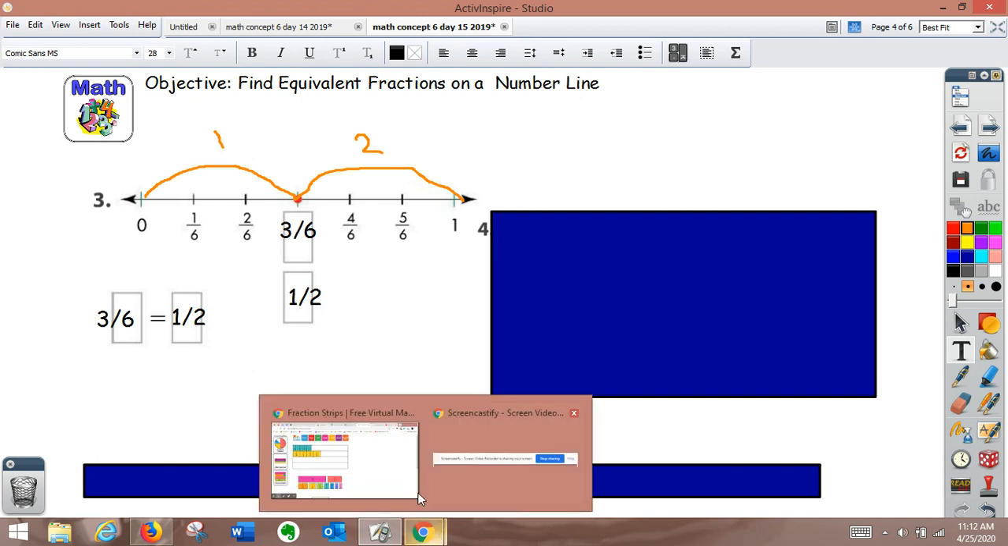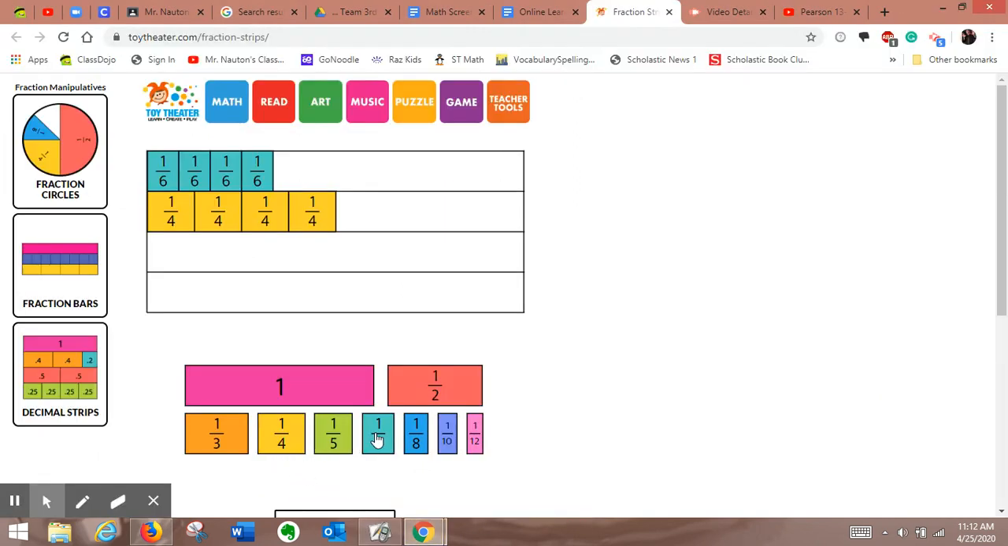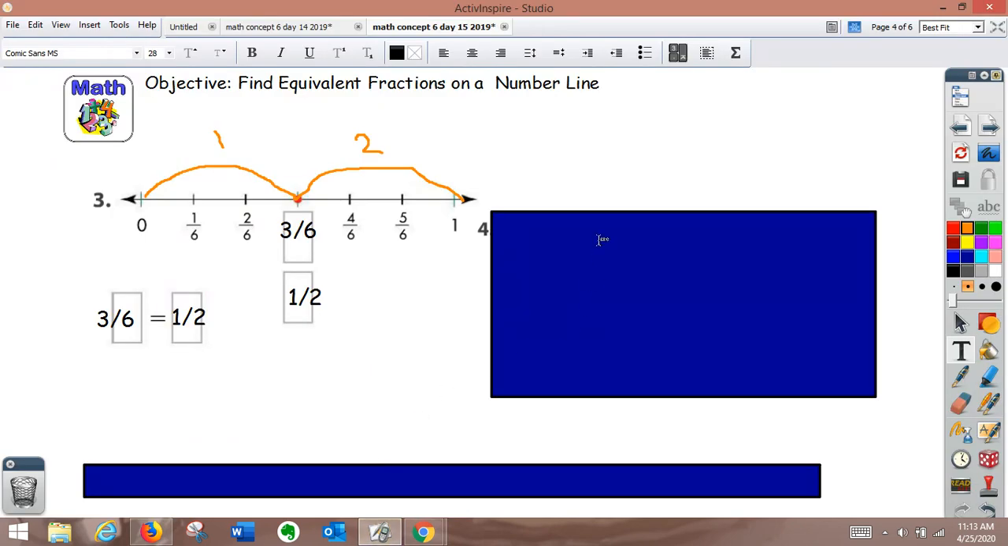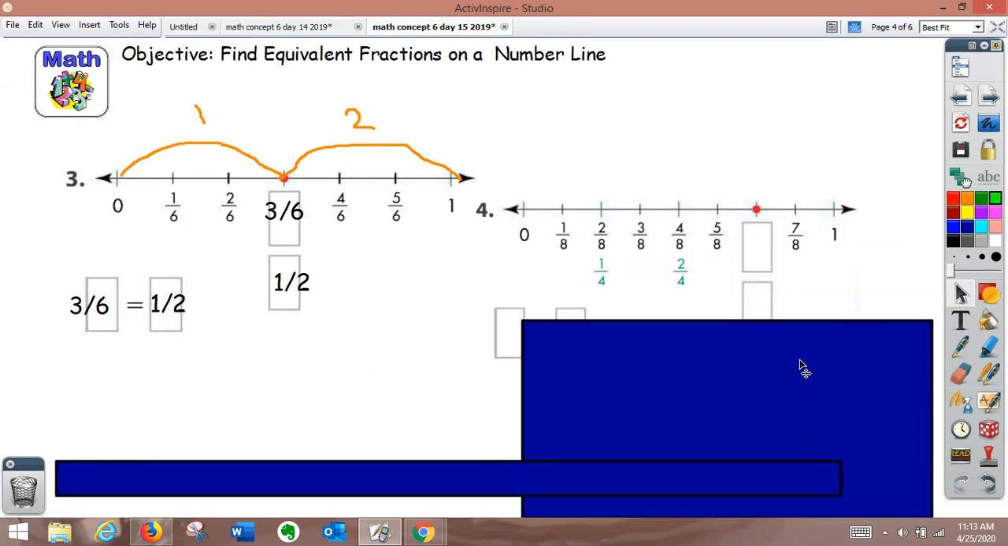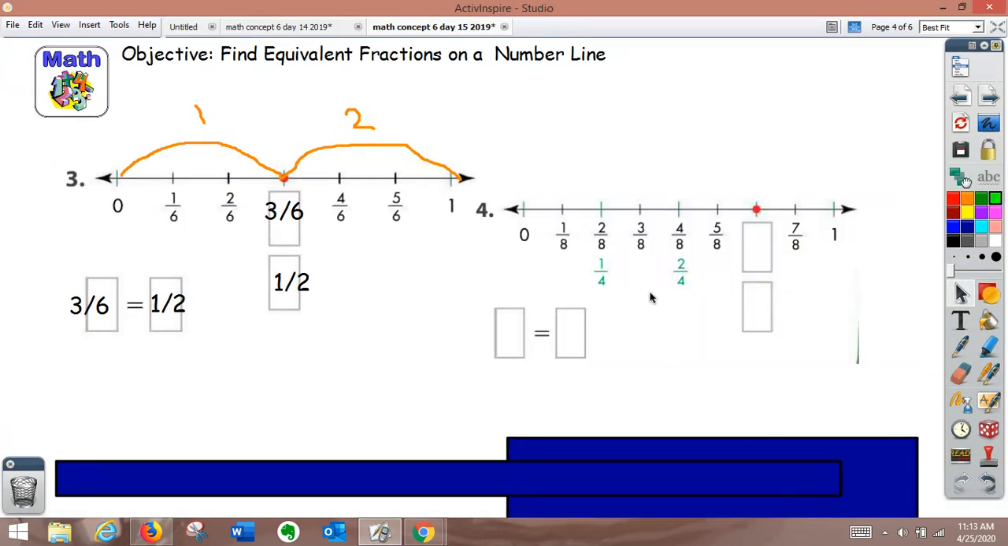We could check that with our fraction bars too. Let's put up, what'd she say? 3/6, and 1/2. Look at that. They're the same. They're equivalent right there. Equivalent, the same. 3/6 is equal to 1/2. Okay. Next up. All right, another number line.